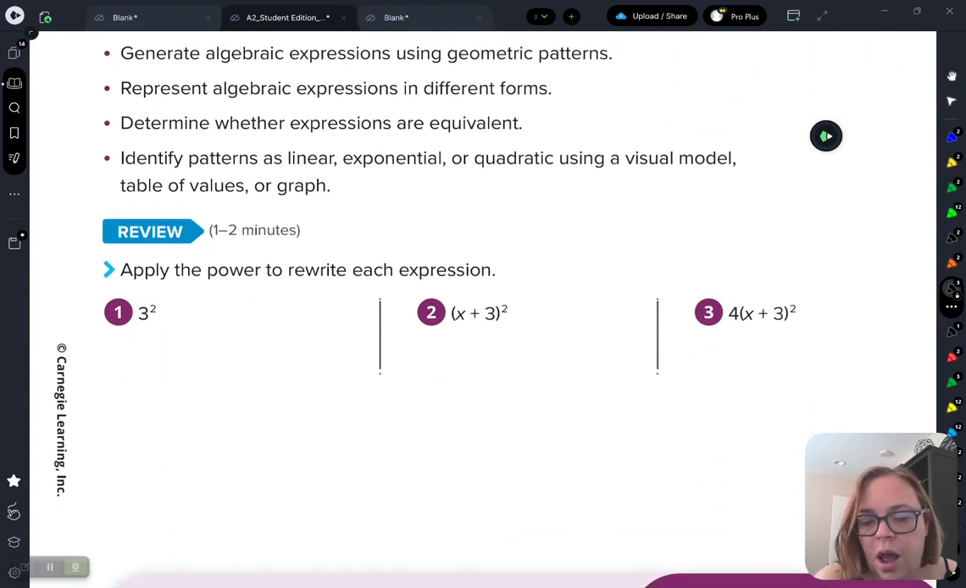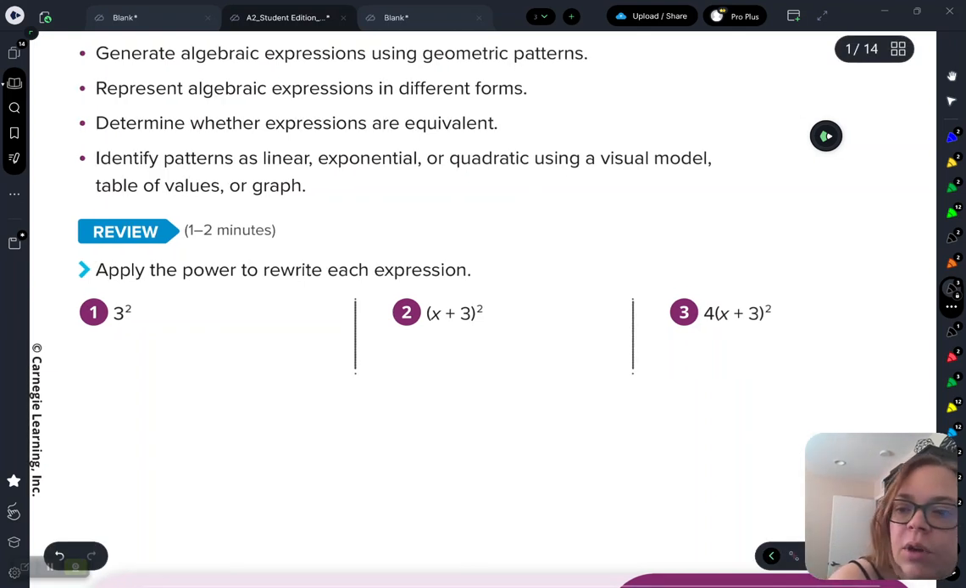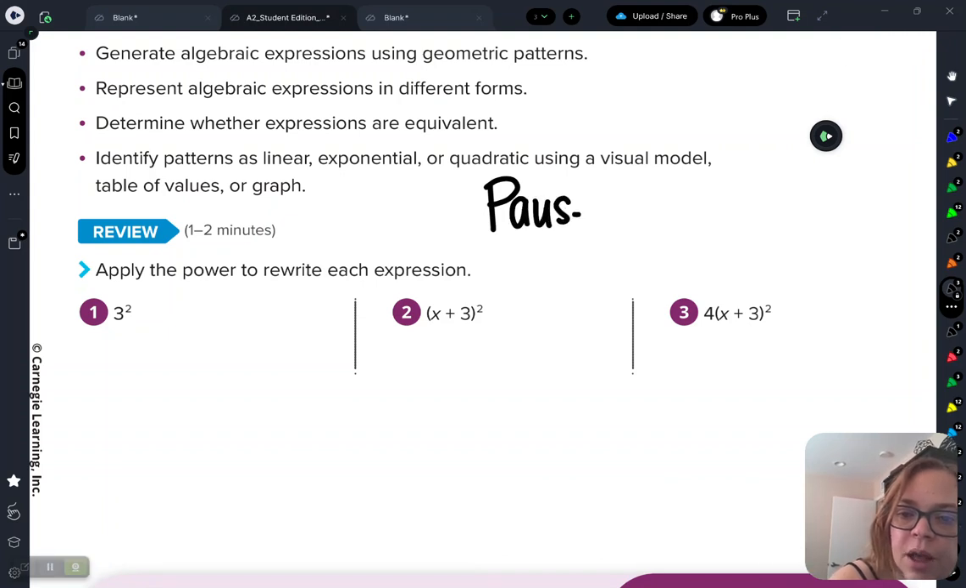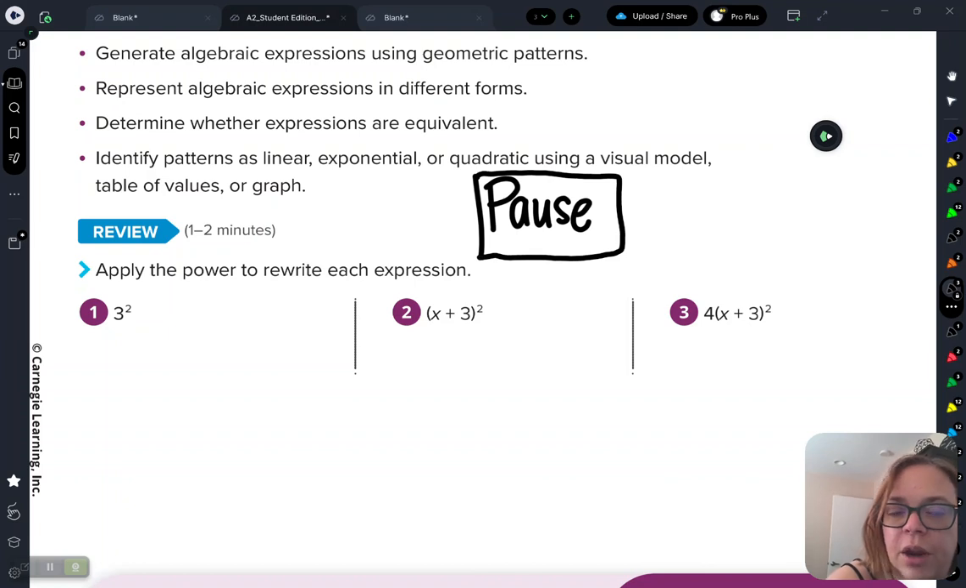Okay, so let's go ahead and start with the three review problems, where we're evaluating expressions that have a power, specifically a squared. So I want you to pause the video and see what you can do with this. And when you're ready, when you've tried all three, I want you to hit play again.